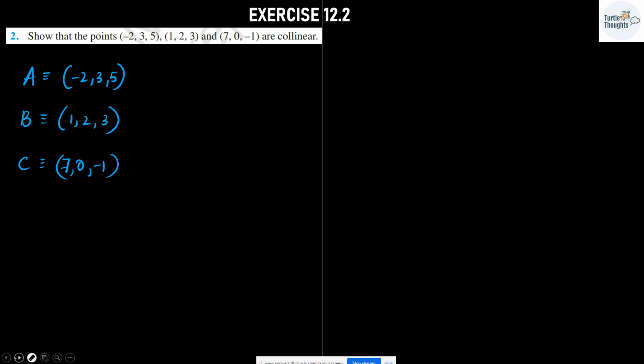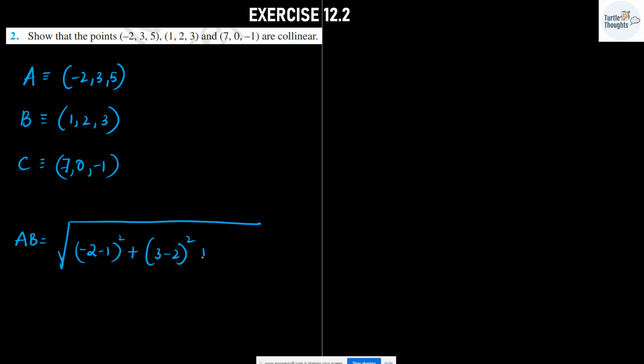To do that, I have to calculate the distance AB, BC and also AC, right? Let me do that. So AB distance is going to be the square root of (x2 minus x1) squared plus (y2 minus y1) squared plus (z2 minus z1) squared. I am going to do it directly. So I can write (minus 2 minus 1) whole square plus (3 minus 2) whole square plus (5 minus 3) whole square.